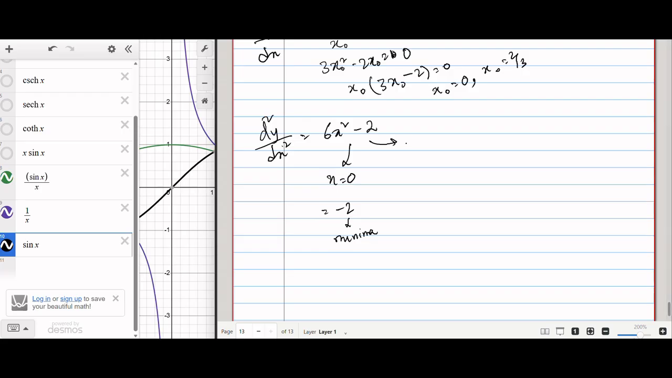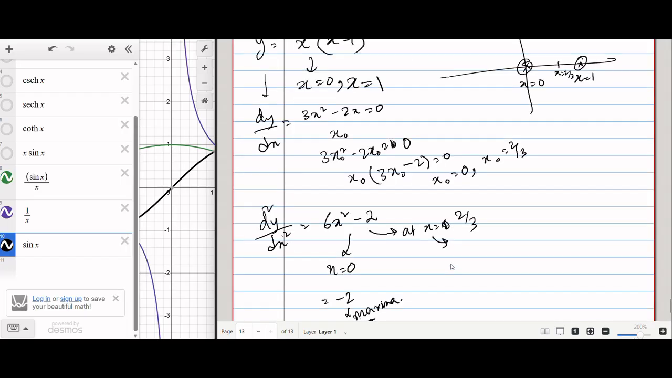Okay, and at x equals 0, sorry, the concavity is upwards, right? So it's a minima. And at x equals 2 by 3, sorry, we get, what we get, it's 3 into (2 by 3) square minus 2 into 2 by 3, which is positive.